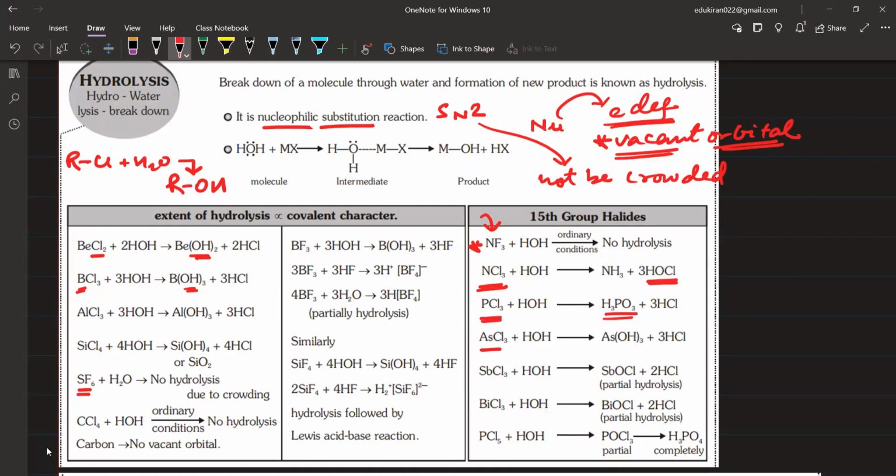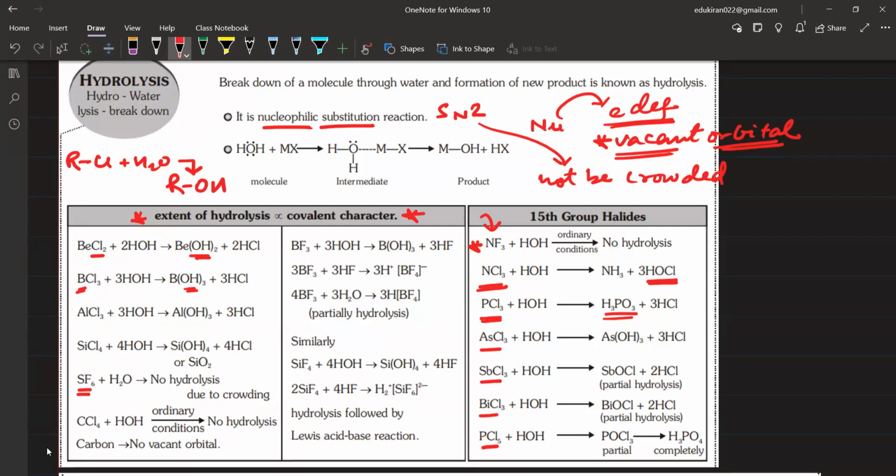Similarly, in the case of AsCl3, SbCl3, BiCl3, and then you are going to have PCl5. PCl5 में क्या होगा? Again, because of crowding, there will be partial hydrolysis, and then POCl3 will be again hydrolyzed to get H3PO4.